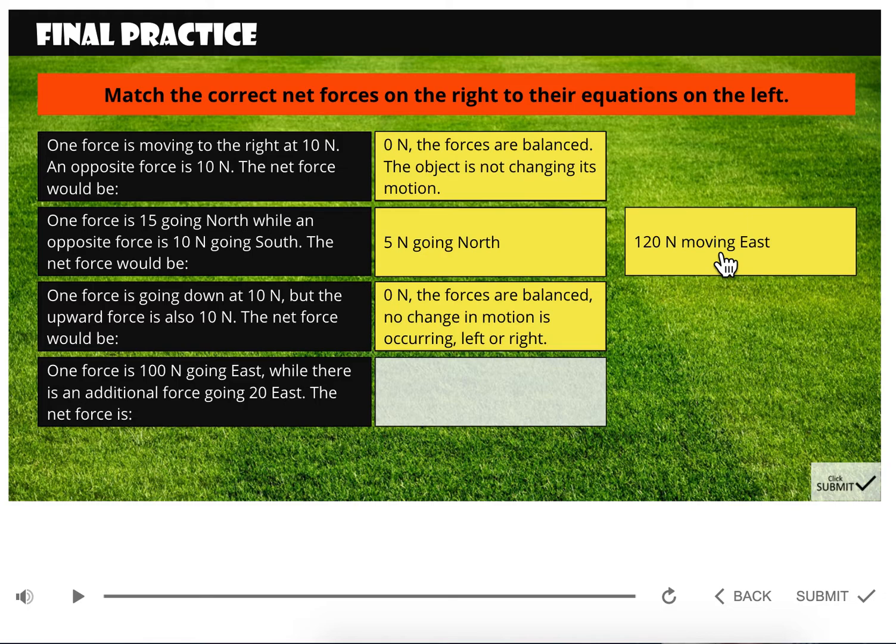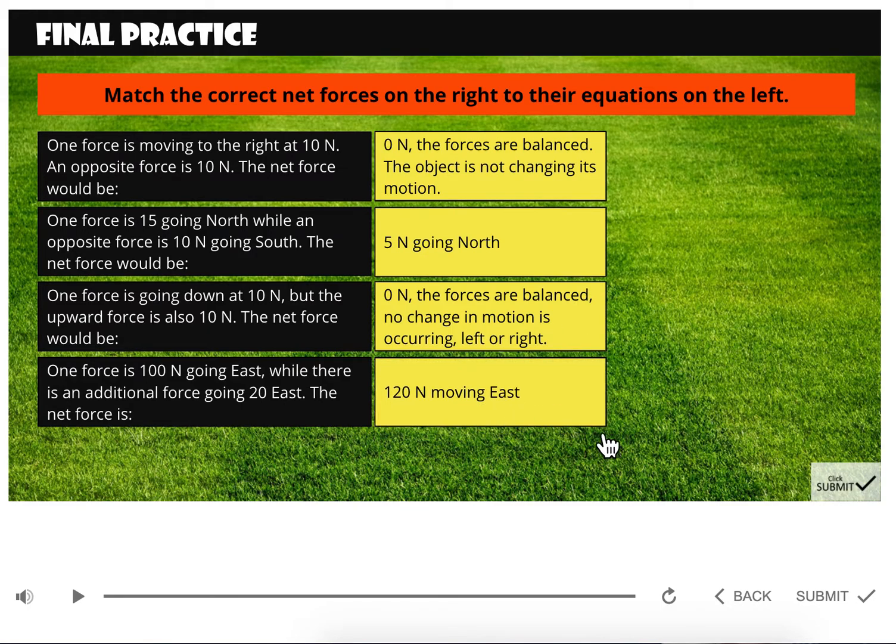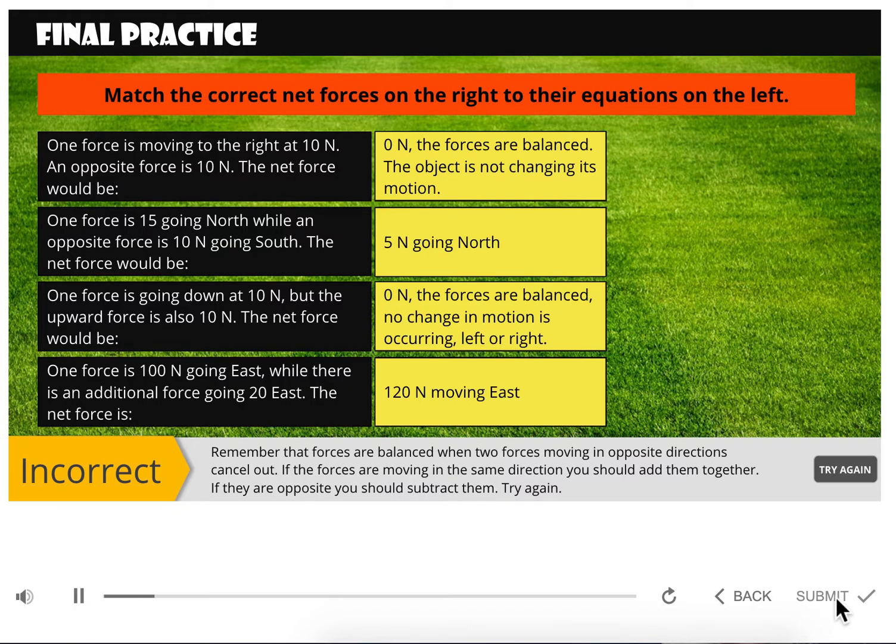One force is 100 newtons going east, while there is an additional force of 20 going east. The net force total is 100 plus 20 equals 120 newtons moving east. Remember that forces are balanced when two forces moving in opposite directions cancel out. If the forces are moving in the same direction, you should add them together. If they are opposite, you should subtract them. Try again.